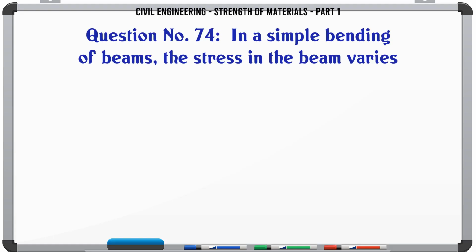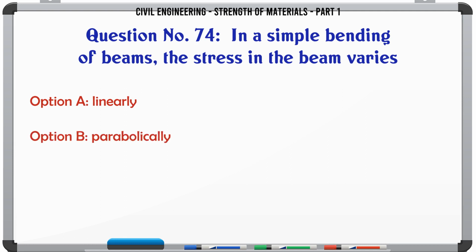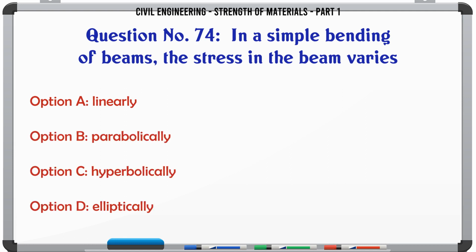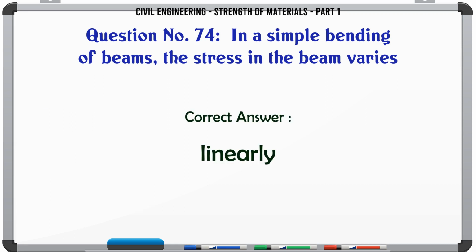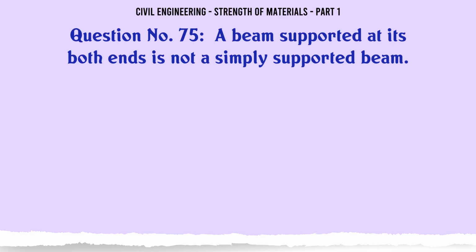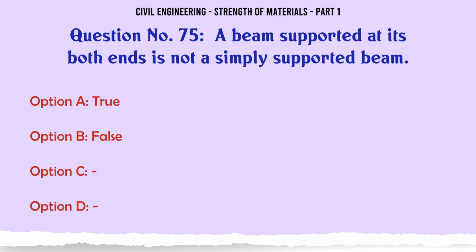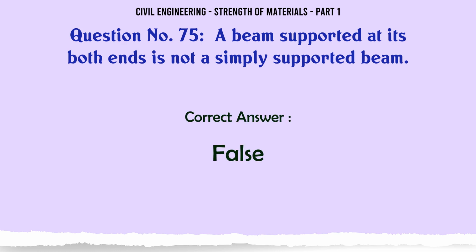In a simple bending of beams, the stress in the beam varies: A. linearly, B. parabolically, C. hyperbolically, D. elliptically. The correct answer is linearly. A beam supported at its both ends is not a simply supported beam. A. true, B. false. The correct answer is false.